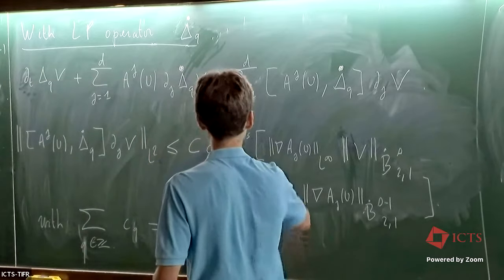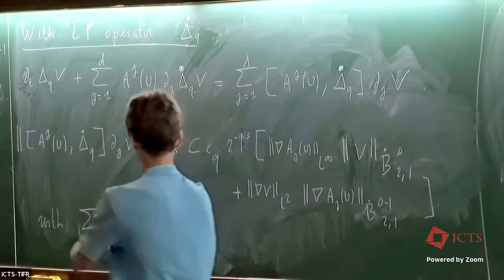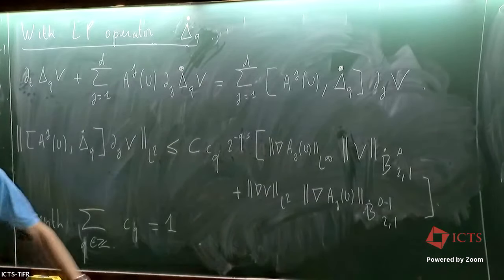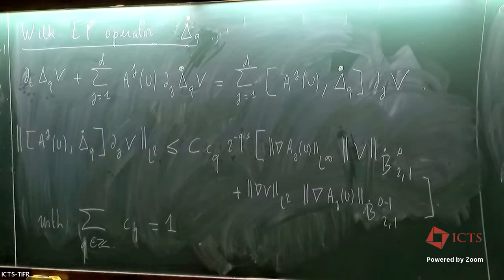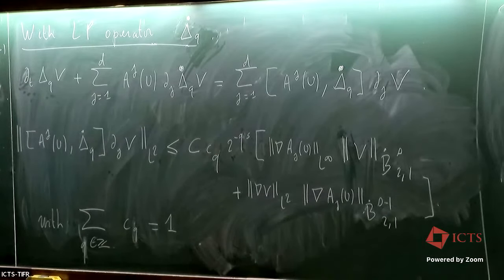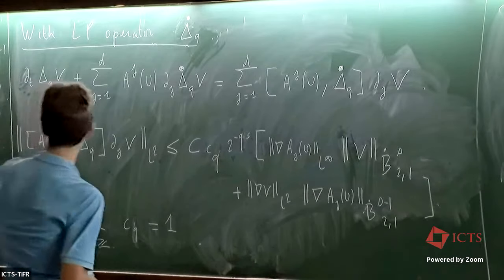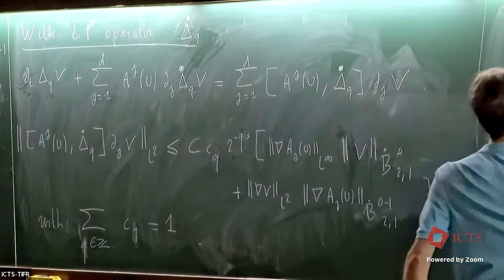Okay, so once you get this, you take the L2 norm, you bound the right-hand side in this way, you multiply by 2 to the QS, and you sum, and you end up with always the same kind of inequality. You end up, again, with a Riccati type equation.